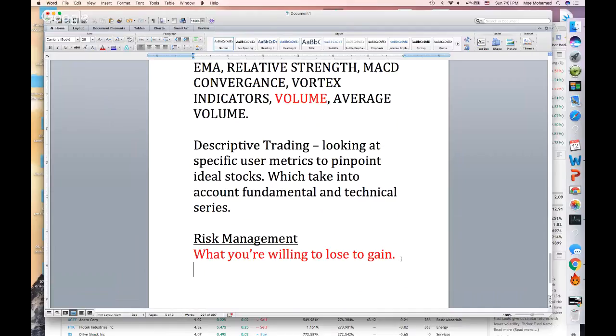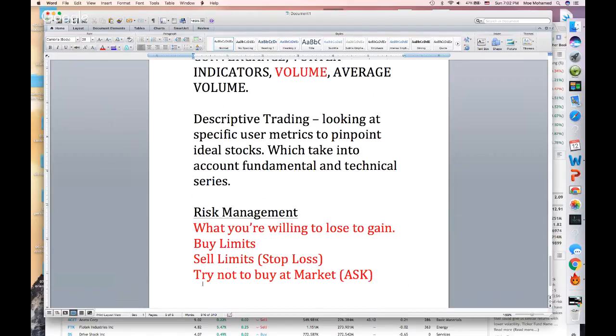So how do we manage our risks? You set buy limits. You set sell limits. So stop loss, AKA stop loss. You try not to buy at market, so you try not to buy the ask. And you do your due diligence.